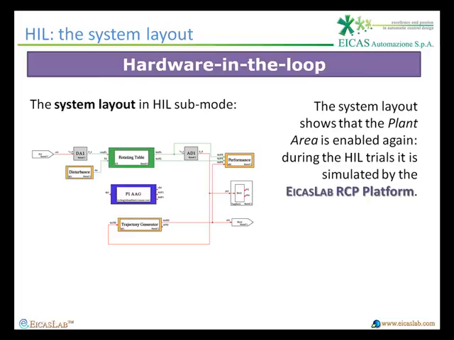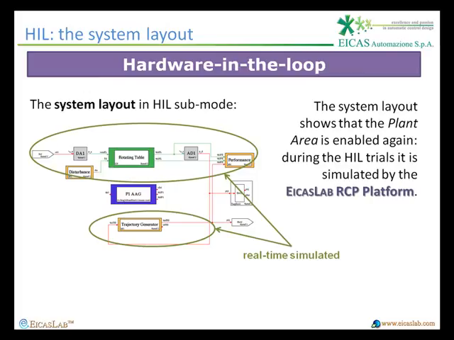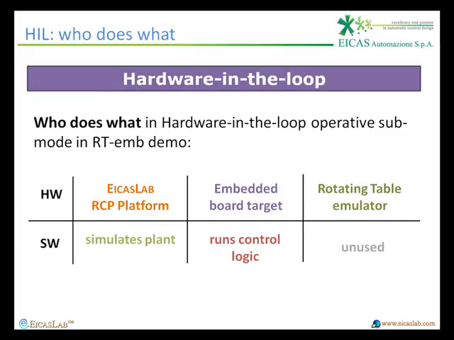The simulated plant behavior is computed by the EICASLAB RCP platform using the same model developed in modeling and like real-time simulation. In the system layout, the plant, the missions and the interface blocks work since the project has to simulate the real plant and to communicate with the BeagleBone Black hardware target, where the control runs. In the target operative mode, the control execution takes place in the external hardware target. In the hardware-in-the-loop, the plant is simulated by the EICASLAB RCP platform, so the rotating table emulator is not used.